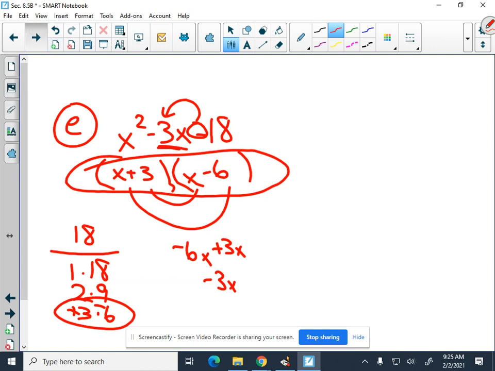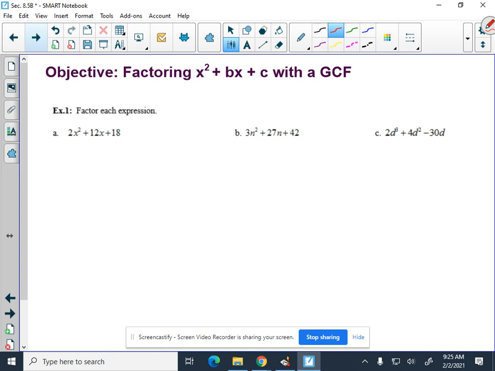Okay, what's new today though? Really, nothing. It's just putting a couple things together that we already know. We have a little bit different problem though, because we're going to use the GCF to factor it out of here.